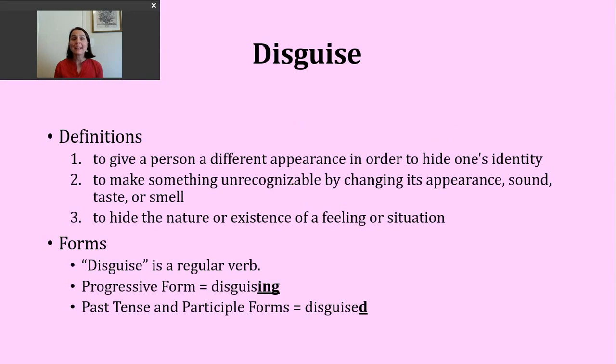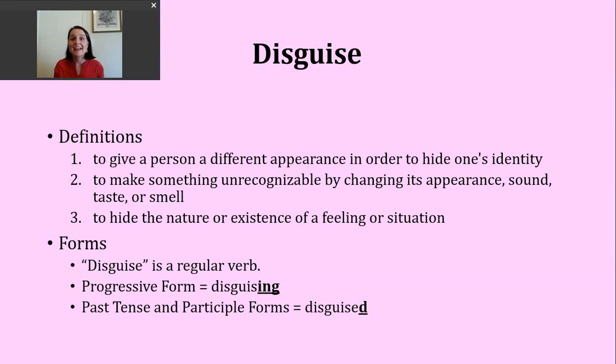The first way you might hear the verb disguise used is to mean to give a person a different appearance in order to hide one's identity. So in this particular definition, this giving a person, it could be giving oneself. And many times after this verb disguise, you're going to see a reflexive pronoun. She is disguising herself. They are disguising themselves. That's very common with this verb, right?